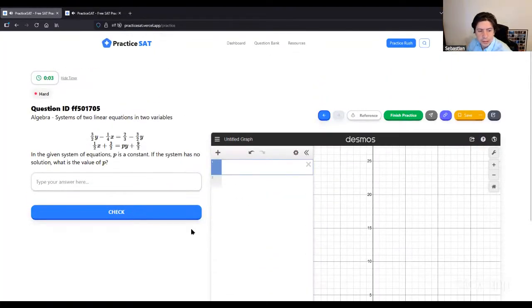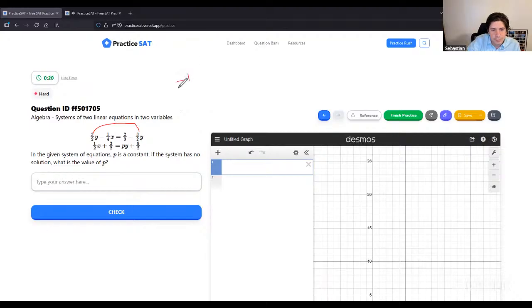Given system of equations, P is a constant. The system has no solution. What is the value of P? Okay. Let's make this happen here. So we have 1/2 x on one side. We have these y's on both sides. Let's move this y over so that the y's and x's are on the same side of each equation.